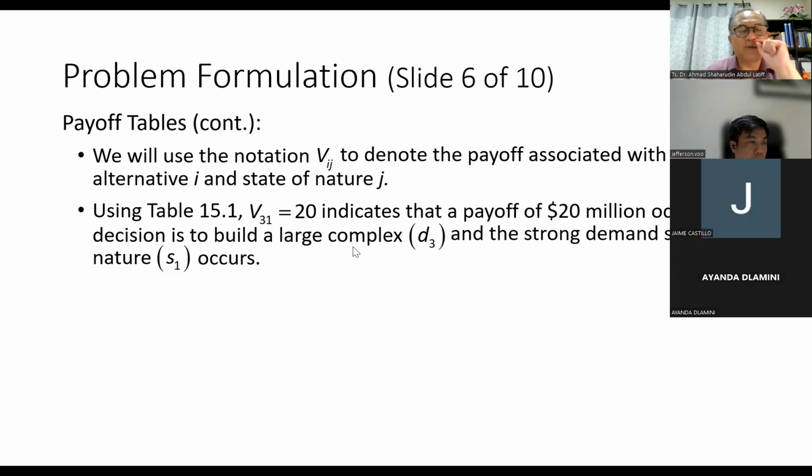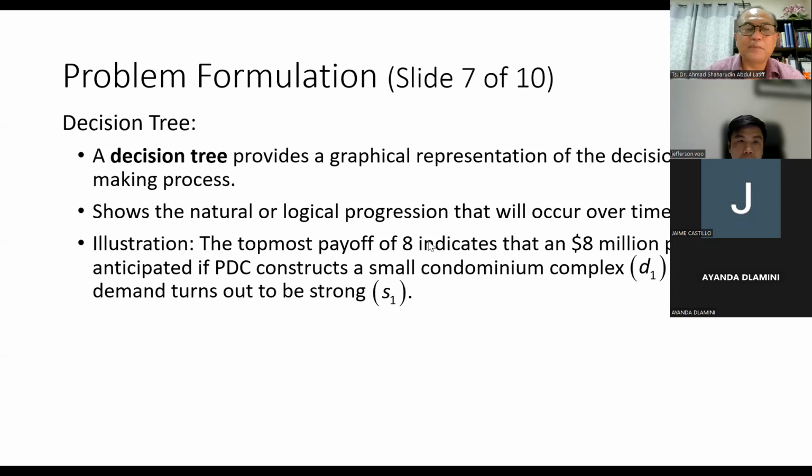Yeah, so this is how you develop your payoff table. Just formula. And then you can make decision tree variables. A decision tree shows the graphical representation. This is a decision tree. How do you make a decision? Number one, you can use a decision tree.